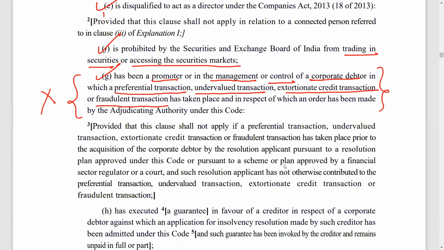this will make you ineligible. However, if such transactions had taken place when you were not in control, when you were not the promoter of the corporate debtor, then in that case you would say, "mera kya kasoor." So in that case you will be allowed to submit the resolution plan.